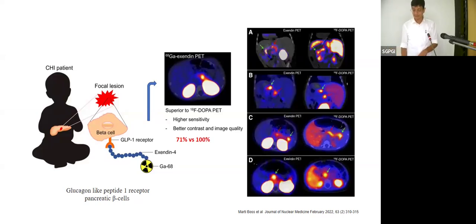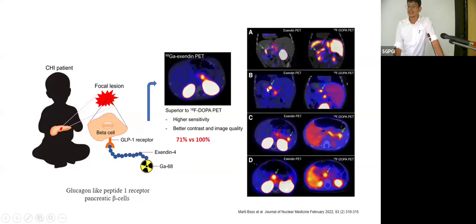Exendin, it is extremely sensitive. And what it does, it is very, very sensitive and it does not pick up the physiological uptake that avidly, which DOPA was picking up. So the same child, if we compare the Exendin scan, here you can see that the physiological uptake is much less and there is a lesion in the head of pancreas.